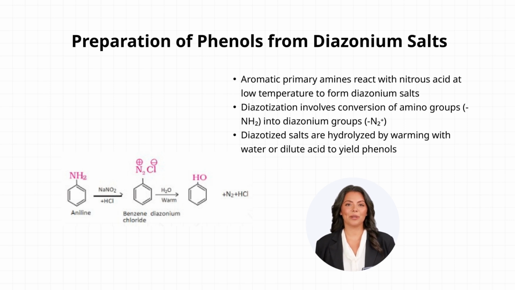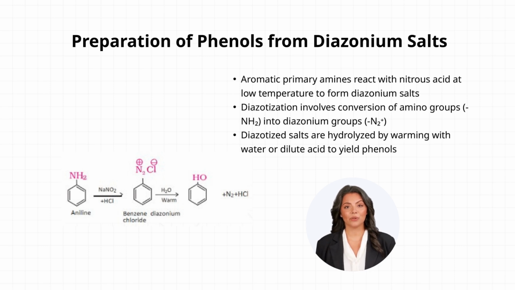The equation to remember is C6H5NH2 plus NaNO2 plus 2HCl gives C6H5N2+ Cl- plus sodium chloride and water. This process is called diazotization. Then, we gently warm this diazonium salt with water or dilute acid.